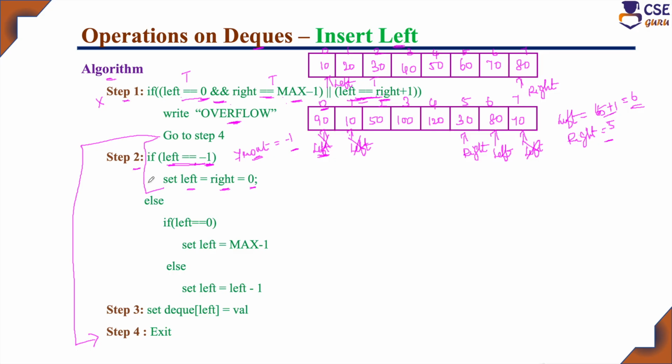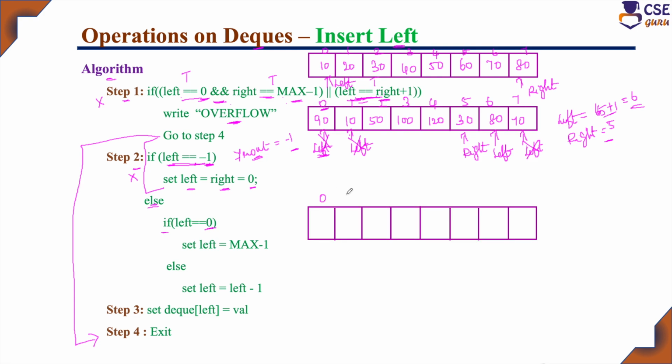Suppose this condition is also false; go to the else part, and here if left is equal to 0. So what is the condition here? Consider the DQ data structure like this. Totally 8 memory locations, 0 to max minus 1. Now see, the right pointer is pointing here, and the left pointer is pointing to the 0th memory location. Suppose in this case you want to perform an insert operation by decrementing the left pointer by 1; there is no memory location here.